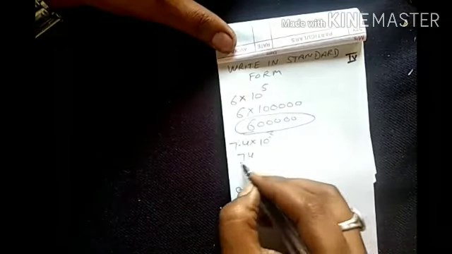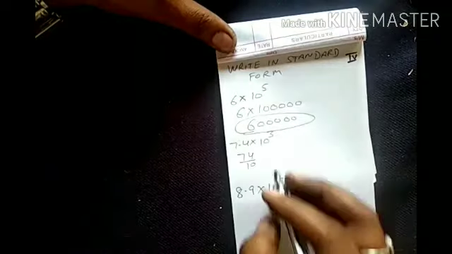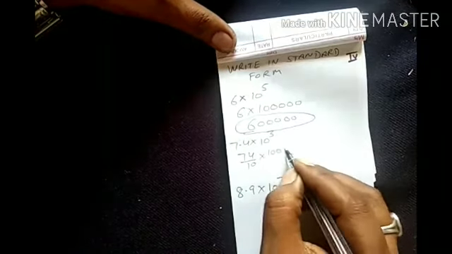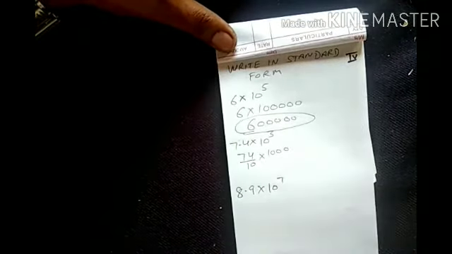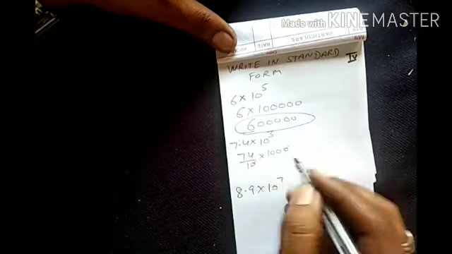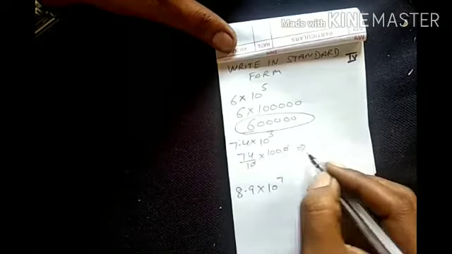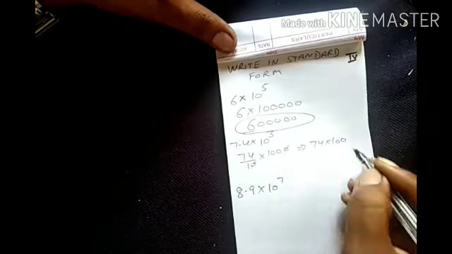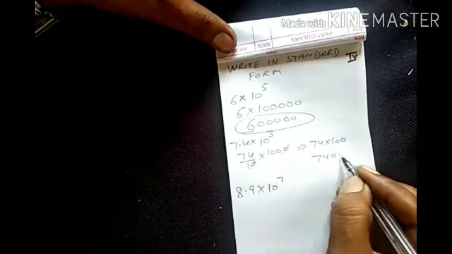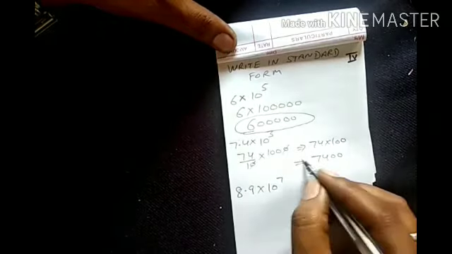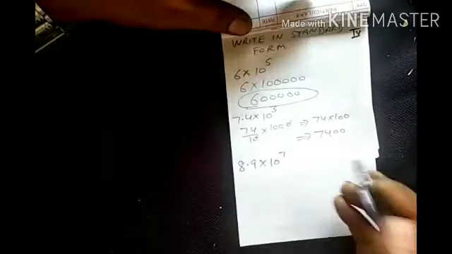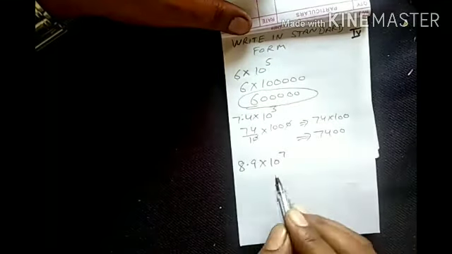7.4, what is the meaning of 7.4? This is 74 by 10. And what is the meaning of this? That is, we have to write 3 zeros. So cancel 0 with 0. Then 74 multiplied by 100. So this is 7400. This is the answer. Now I will use the shortcut method in this one.